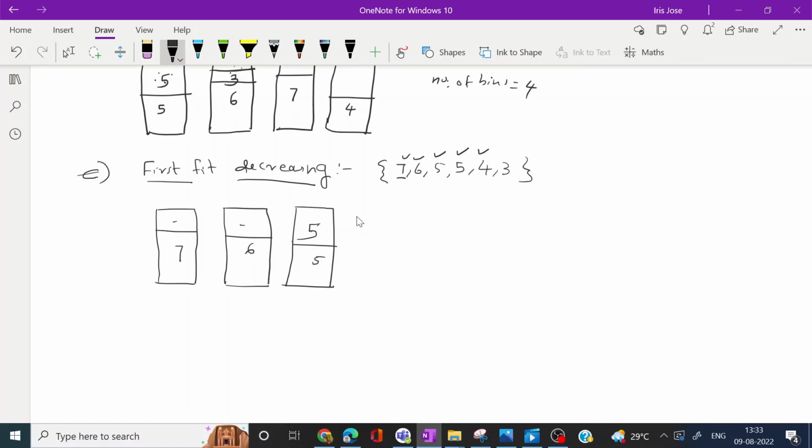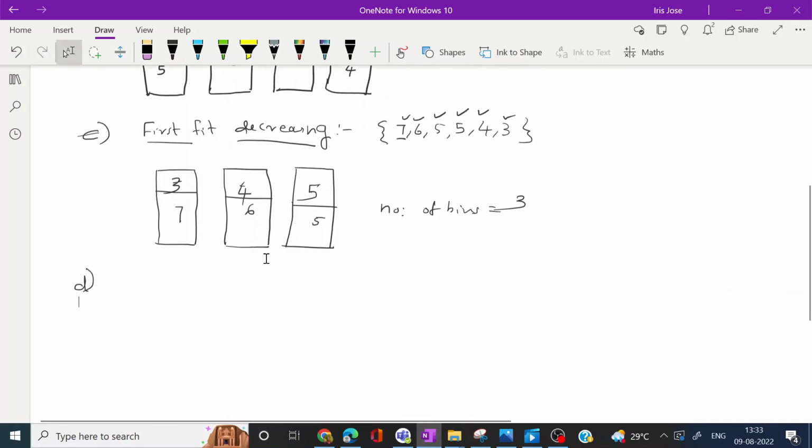Next 4. I'll check the first bin, it is not possible. The second bin, it is possible. So I'll place the 4 in the second bin. Then the last item with weight 3 can be placed in the first bin. So here we can see we have minimized the number of bins. This gives a better solution. The minimum number of bins becomes 3. So compared to first fit and best fit, it is a good option.